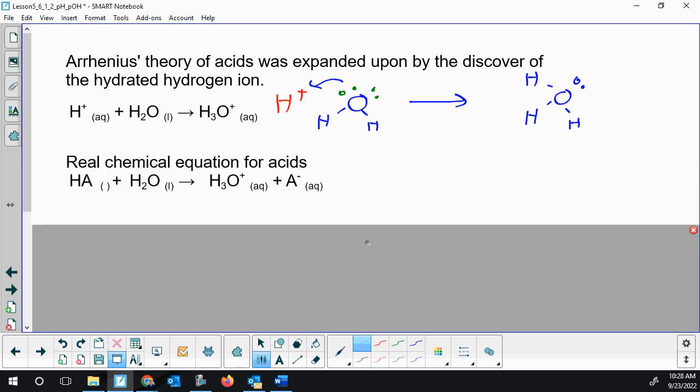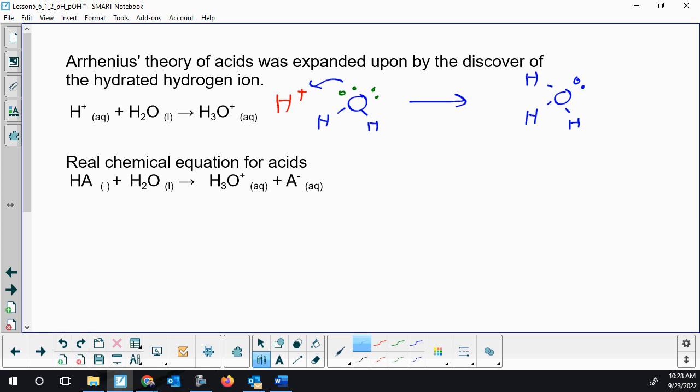So a much better way of understanding what happens in solution with acids, not bases, but just acids, is that the acid is going to ionize, and then that H is going to get picked up by a water. We get H3O+, and the leftover part of our acid, which I refer to as A-.